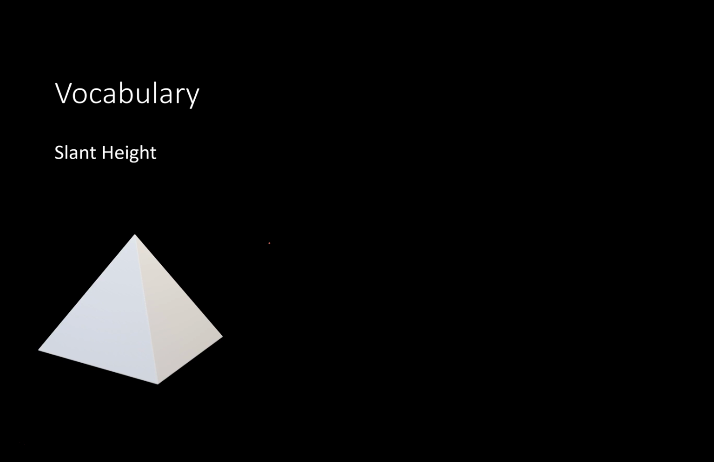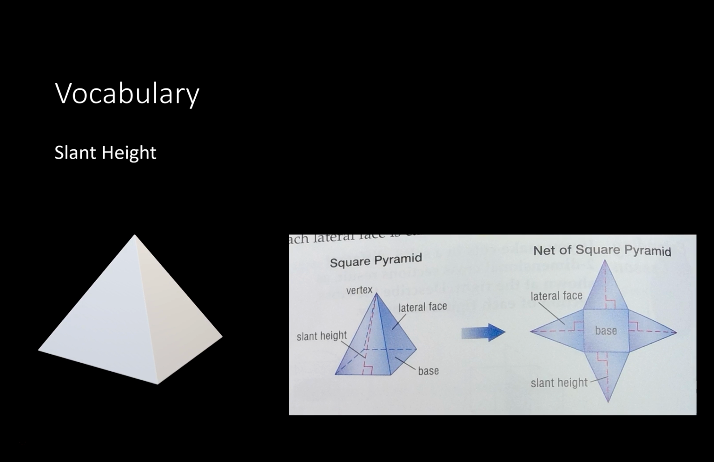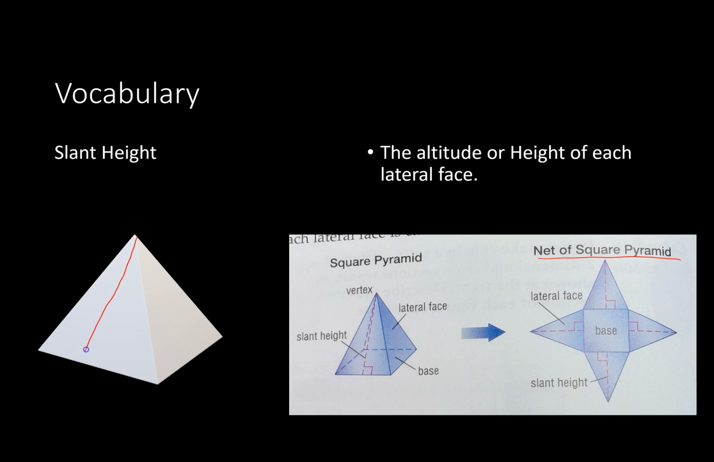Okay, a slant height. Now, if you took this pyramid over here and you unfolded it, it would look kind of like this on the right here. So a lateral slant height is going to be the altitude or height of each lateral face. So if I drew a line through this and made a 90 degree angle, that height is what you're looking for.